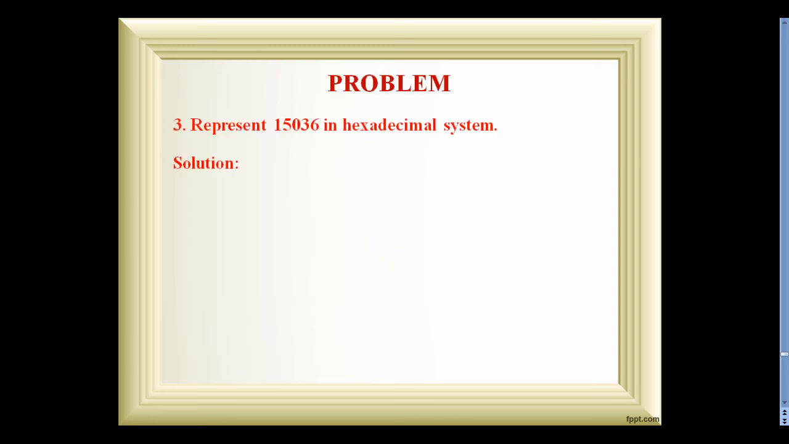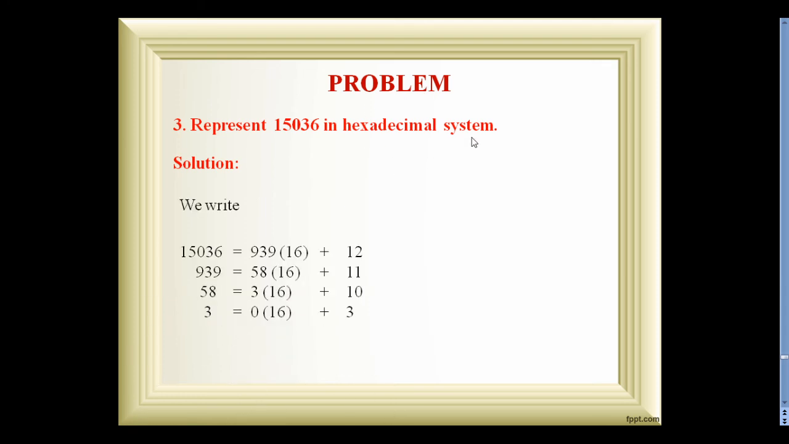Third problem. Represent 15036 in the hexadecimal system. Solution: in the hexadecimal system, what should we do? You have to divide the given number by 16. Hexadecimal means 16, octal means 8, and binary means you should divide by 2. So for hexadecimal we have taken 16.